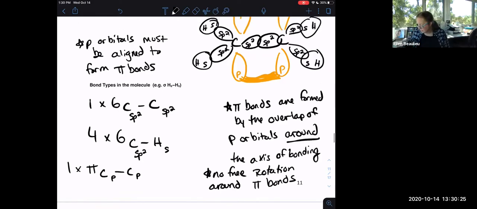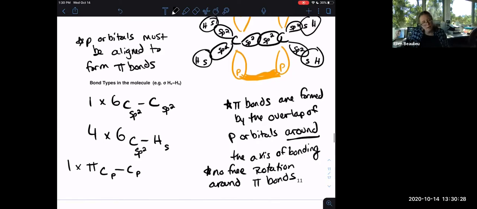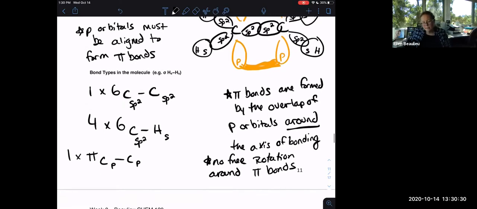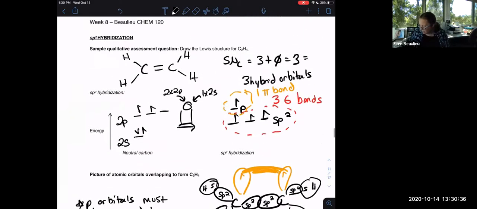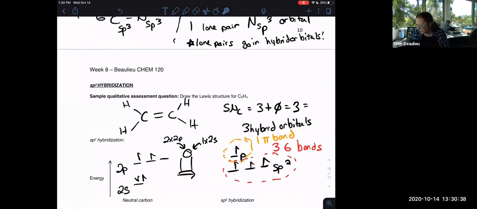How are we holding up? Total in my list of bond types, I have 4 + 2 is 6 bonds. I'm just going to do a quick check because I don't trust myself. How many bonds are in this molecule? 1, 2, 3, 4, 5, 6. Okay, that's really good. Got the same number in our list that we have in the molecule.